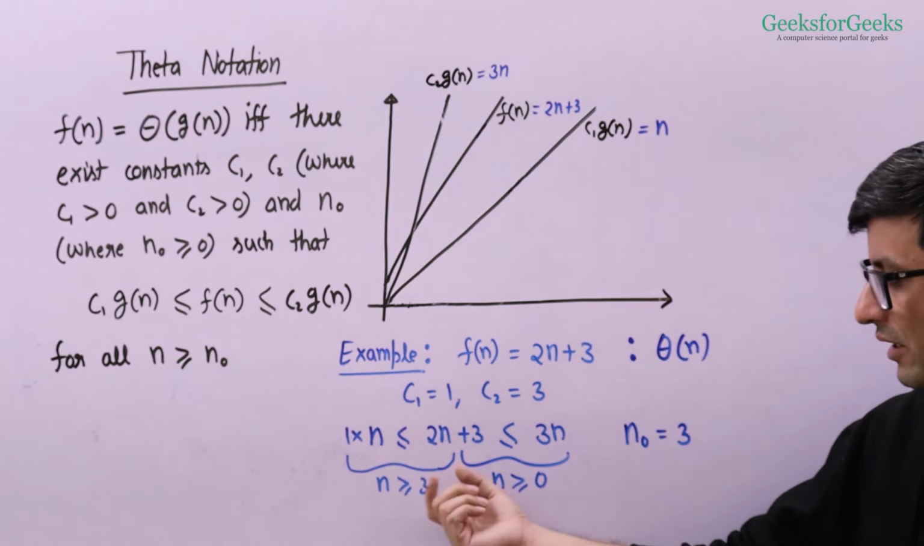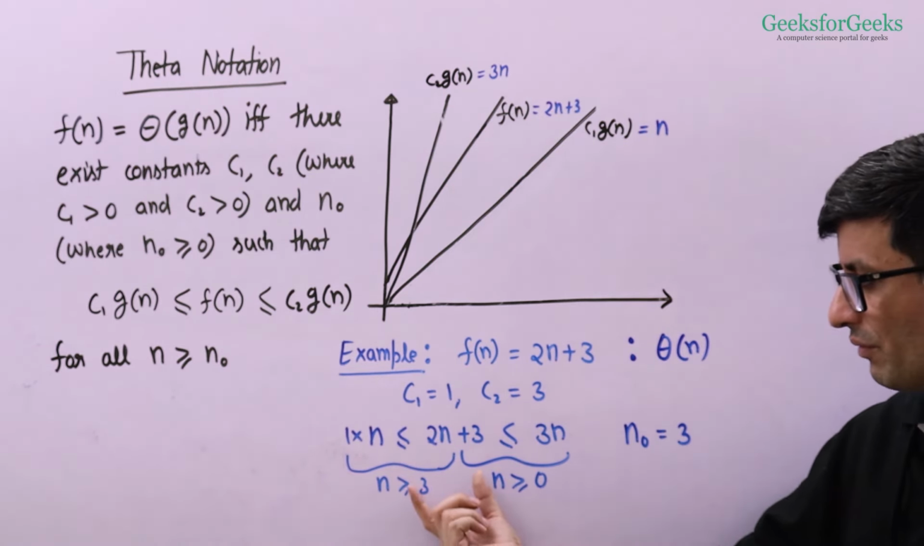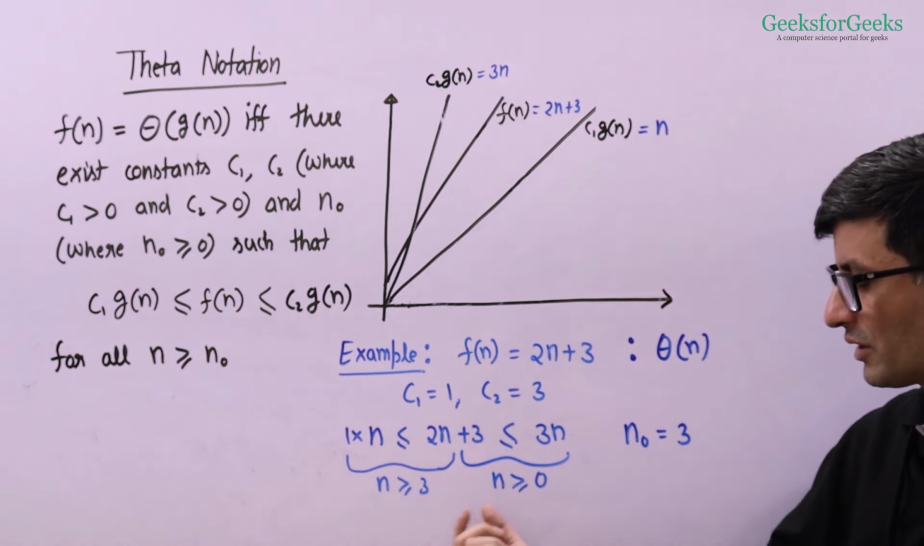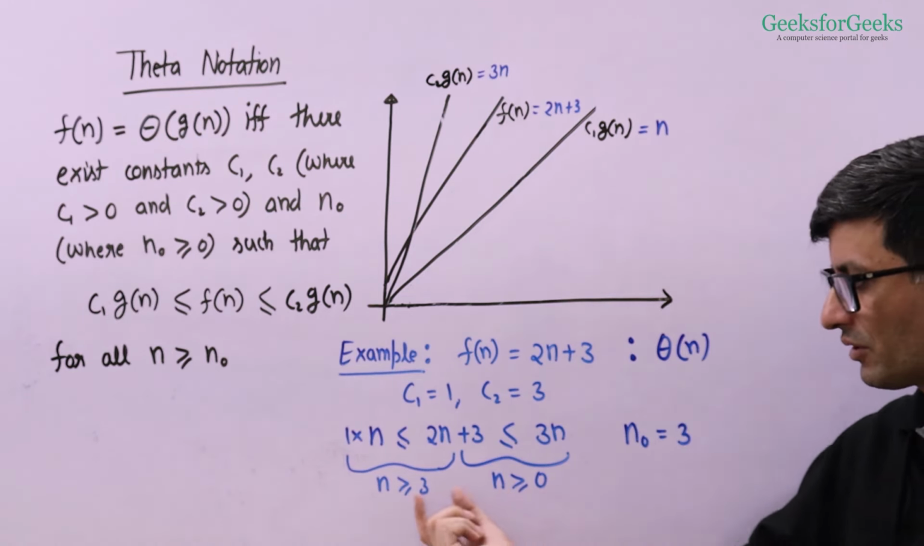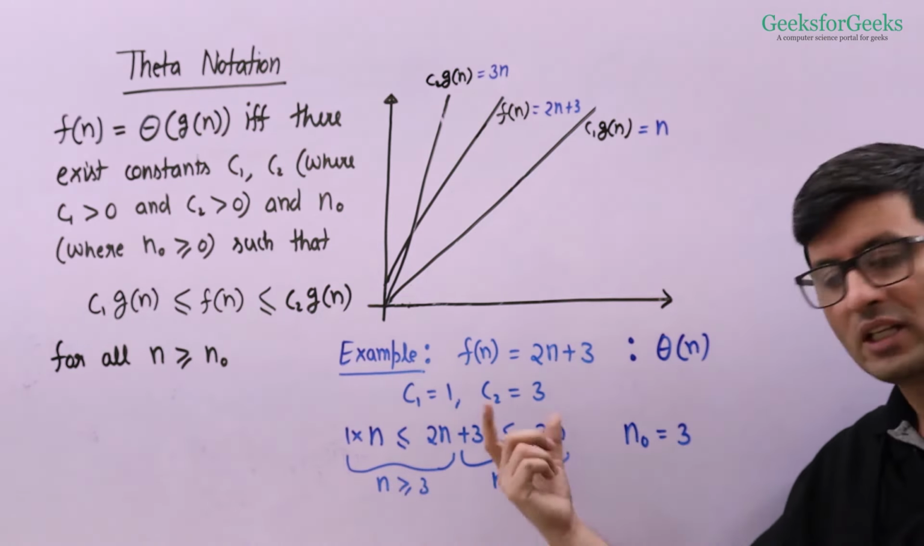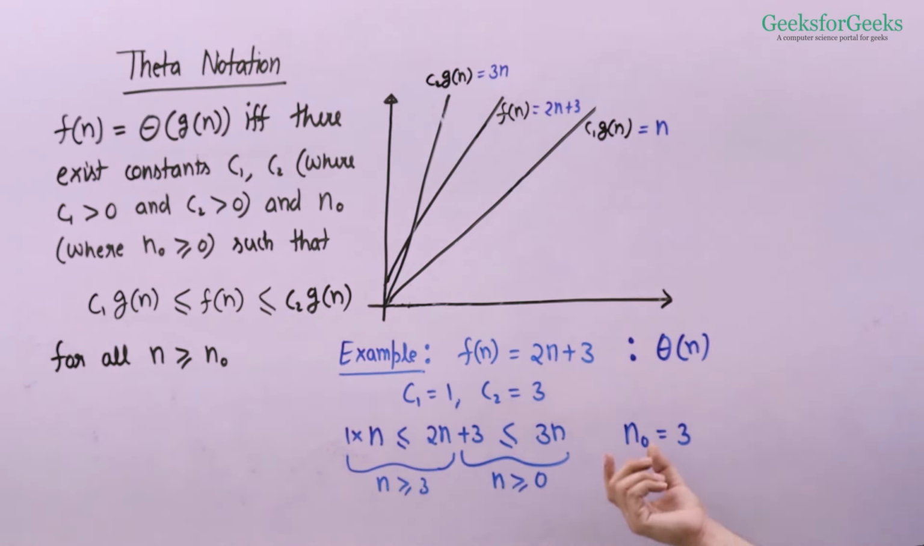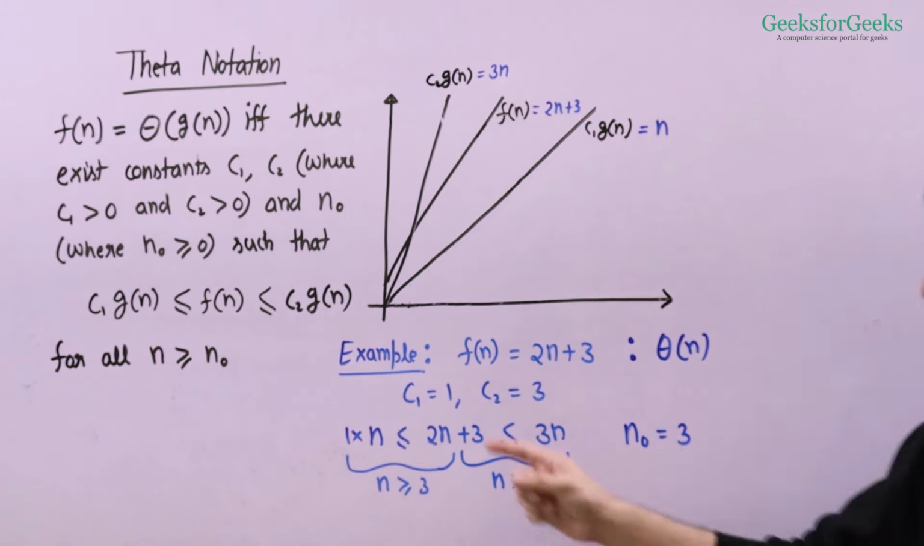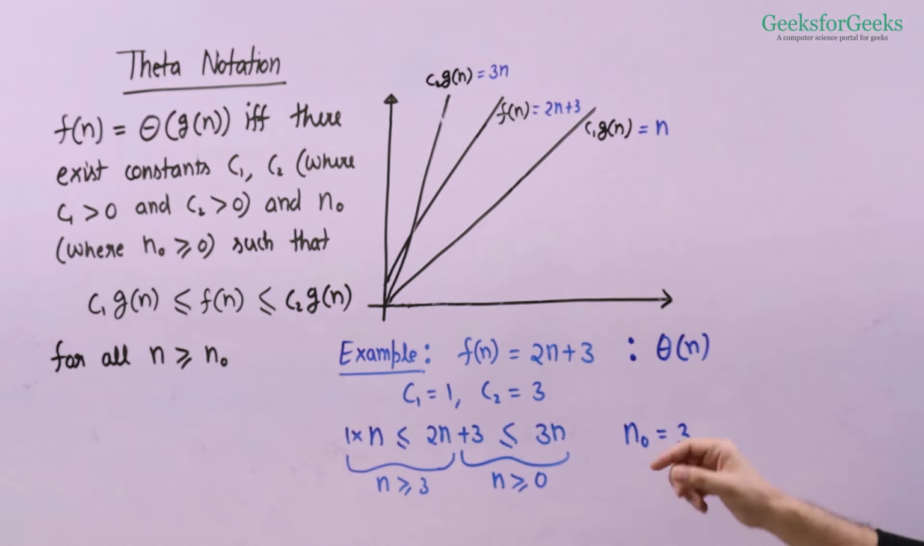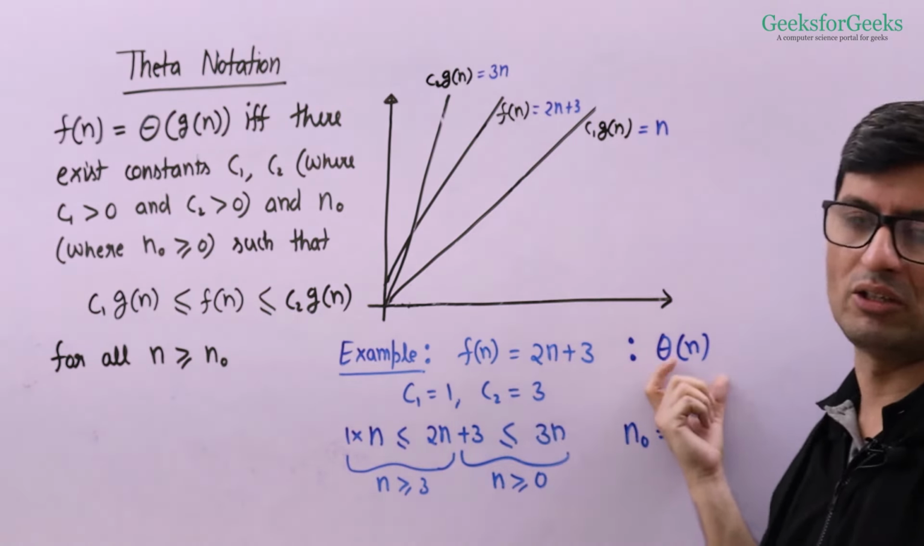Now, if I take a combination of these two, for which values of n will both be true? This is true for n greater than or equal to 0. This is true for n greater than or equal to 3. They both will be true for n greater than or equal to 3. So we have n naught as 3. So we have C1, we have C2, we have n naught. That's why we say it's theta of n.